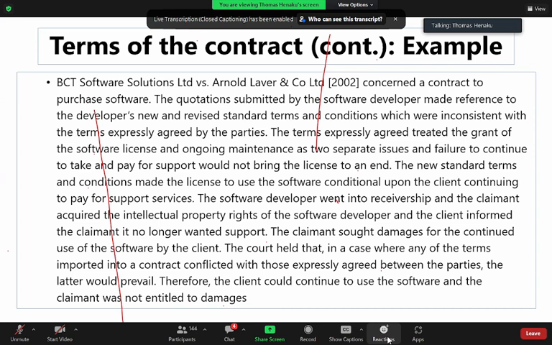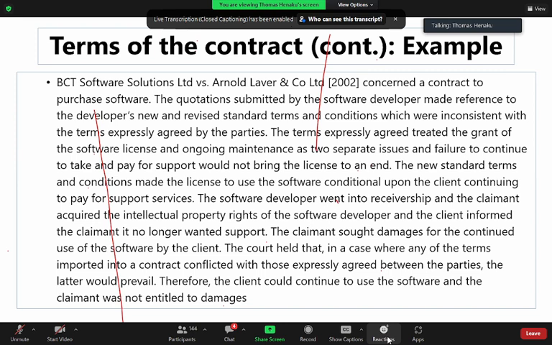And so the new standard terms and conditions made the license to use the software conditional on the client continuing to pay for support services. That's another catch. And the software developer went into receivership. Let me actually probably break it down from this point and find out.